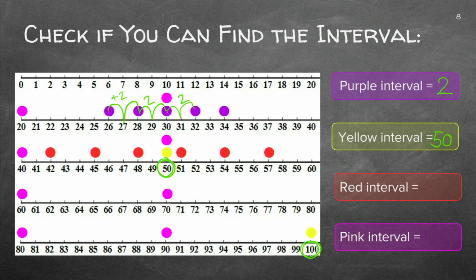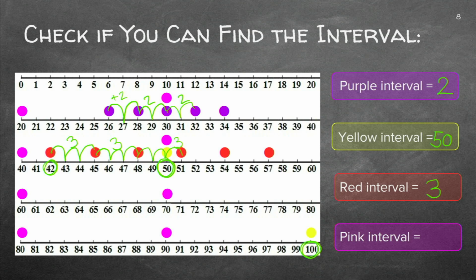The red interval, it's here at 42. Now let's go. 1, 2, 3. It jumped 3 times. 1, 2, 3. Another 3 times. 1, 2, 3. 3 again. So what will the interval be? Yes, that is correct. It will be 3.